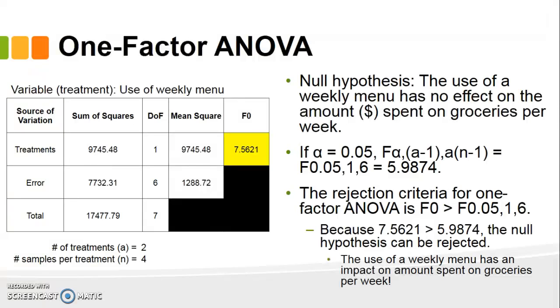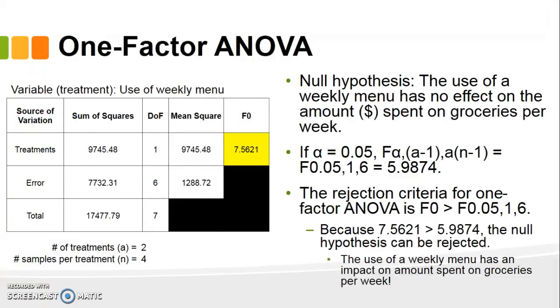And I'm not going to walk you through all of the math, but the most important point here, highlighted in yellow, is the F0. It was calculated to be 7.5621. Now using alpha as 0.05, like we typically do in the class, you can see that our critical value is 5.9874 based on an F distribution table.